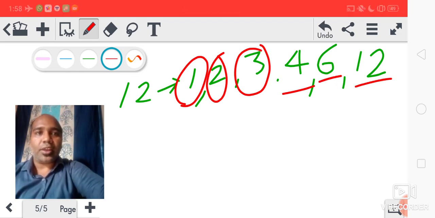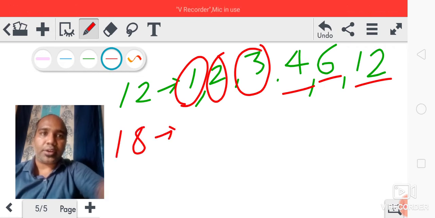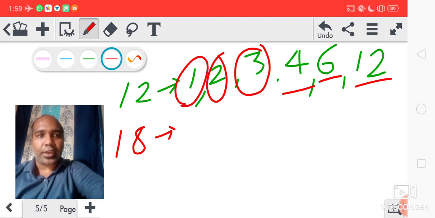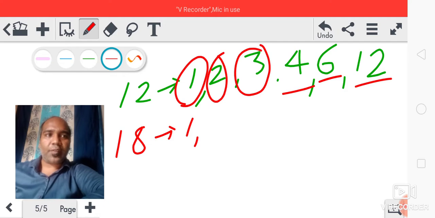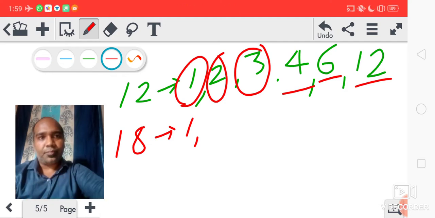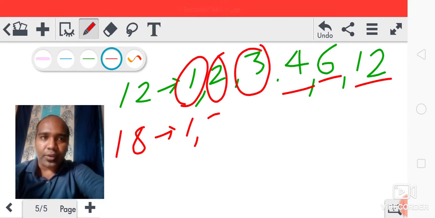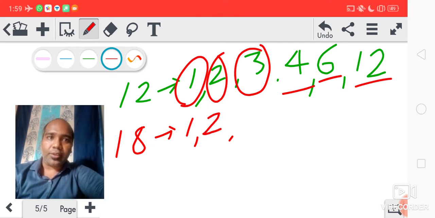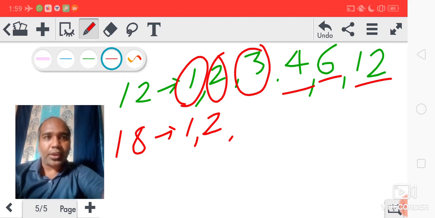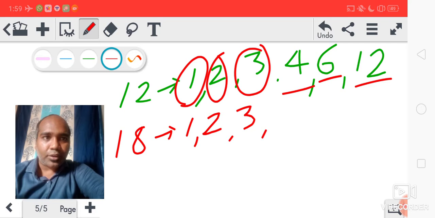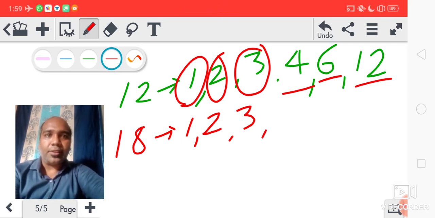Now similarly, if I ask you, what are the factors of 18? 1 is a factor of every number. Is 2 a factor of 18? Yes. In the table of 2 we get 18, 2 9s are 18, so 2 is a factor of 18. 3 is a factor of 18, 3 6s are 18, we get 18 in the table of 3. Then in the table of 4, do we get 18?